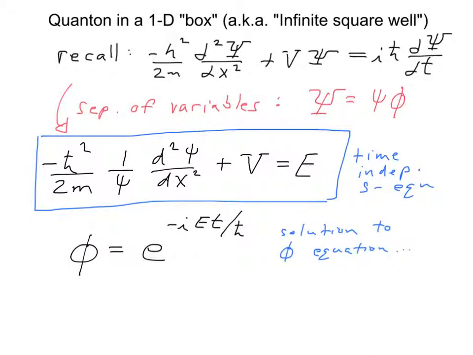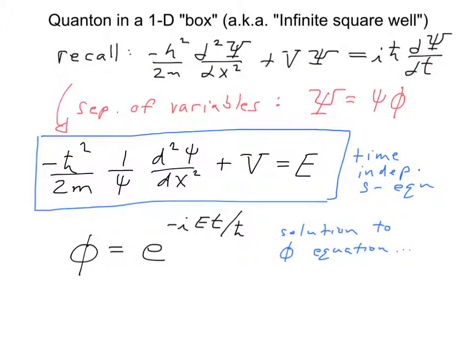In this problem, we're going to solve the one-dimensional Quanton in a box problem, also known as the infinite square well. Now, let's contextualize what I mean by solve. And to do that, let's go back to the very beginning where we had the original Schrodinger equation.